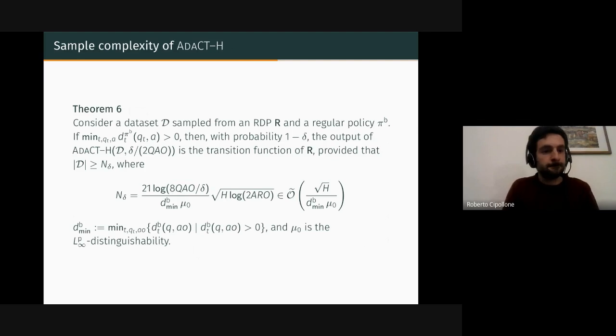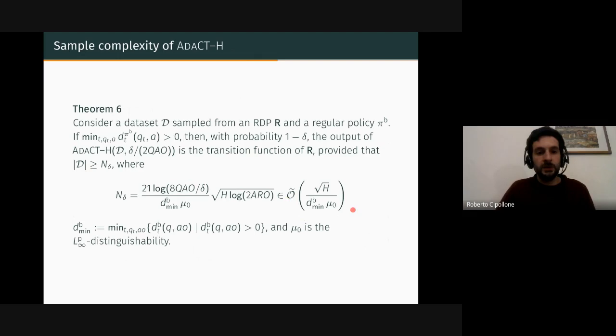So this is the first one. Essentially, we're given the dataset, the RDP is unknown, the behavior policy is unknown. If the behavior policy is exploratory, so that means it reaches all states Q and tries all actions A, then with high probability, the output of the automaton learner returns the true transition function, the correct one, of the unknown RDP, provided that we have enough episodes. And this number is this one here.